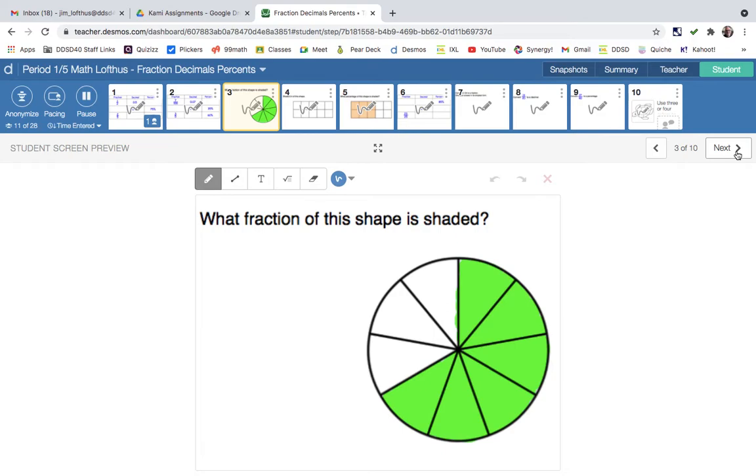What fraction of the shape is shaded? Let's count this up. 1, 2, 3, 4, 5, 6, 7, 8. And there's 5/8. If I do 5 divided by 8, I get 0.625, so 62.5%. That seems about right.